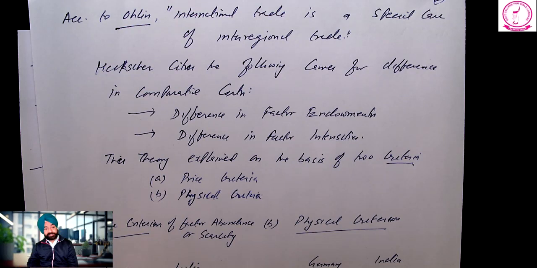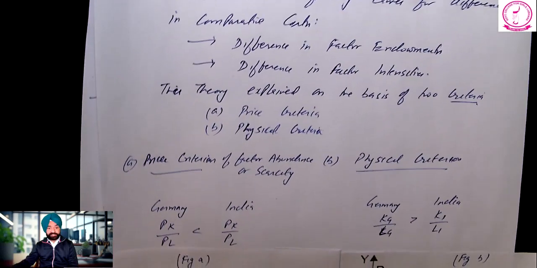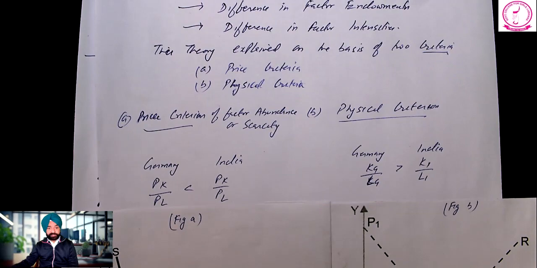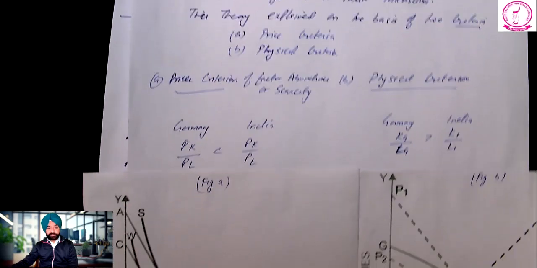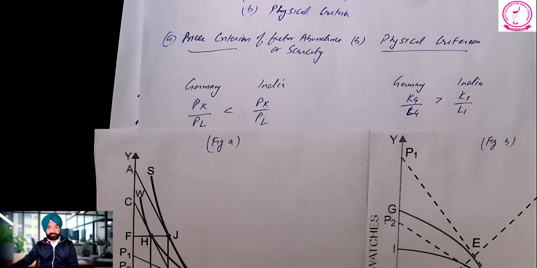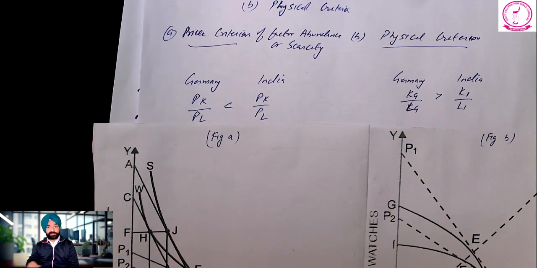When we explain this theory, we have to explain two topics, the two criteria under which this theory takes place. The first is a price criteria, and the second is a physical criteria. Now we have to discuss both of these criteria. First of all, we will discuss the price criteria of factor abundance or scarcity.